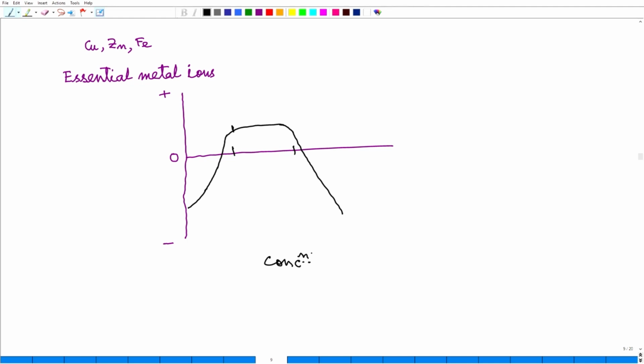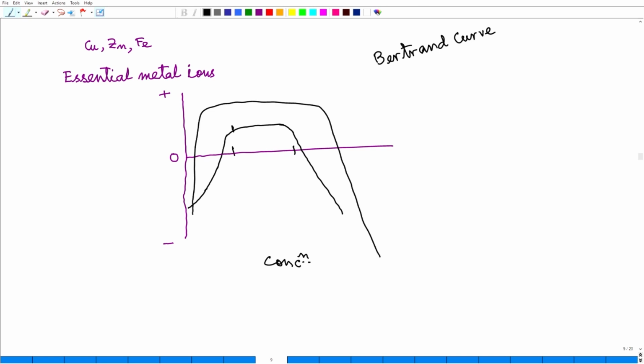You must have heard about this one. This curve is called the Bertrand curve. So, the Bertrand curve of copper is like this. I just made it up. For zinc it may be like this. I do not know. We have to see the literature and find out.